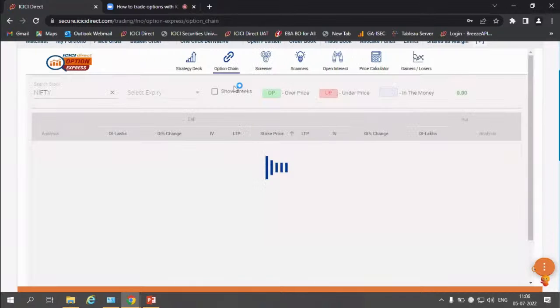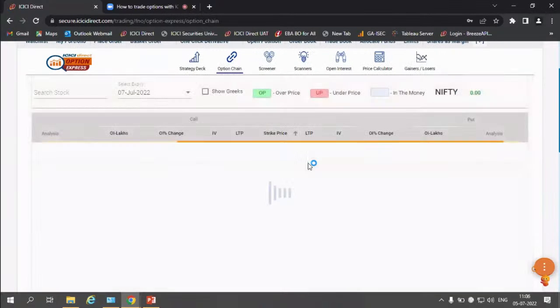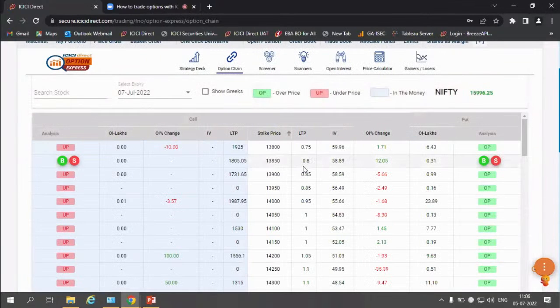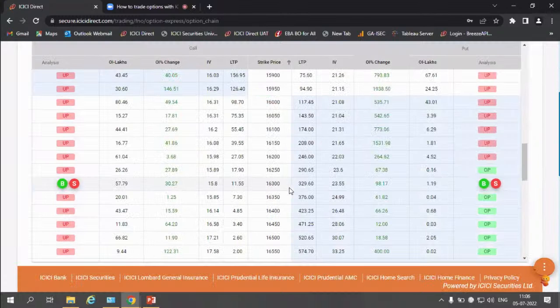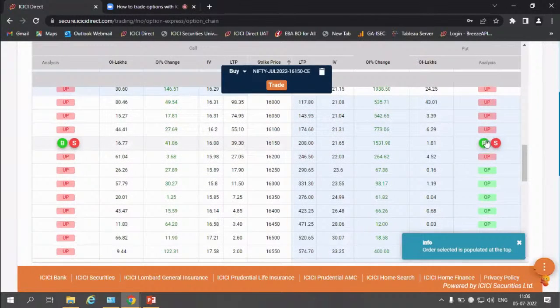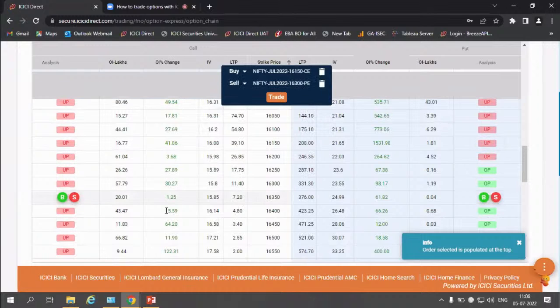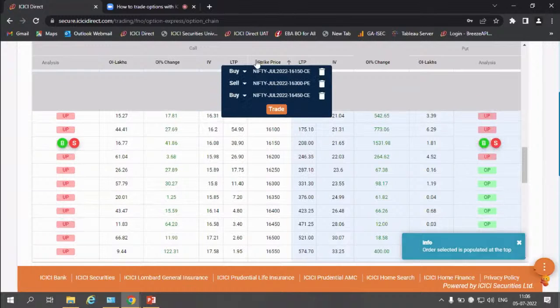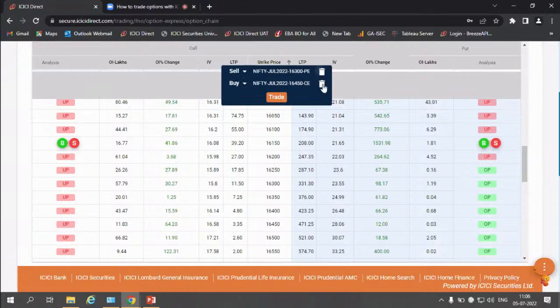Next was the option chain that we covered. On the option chain, you will get the live feeds where you will be able to trade directly from the option chain. That's the great feature about the option chain in Option Express. All you have to do is simply click on buy, then sell, and then buy again. You'll be able to trade directly from here, just by clicking it.